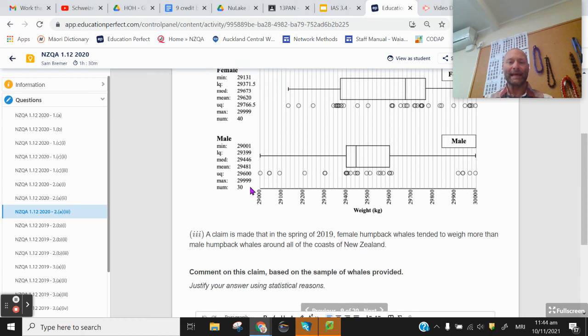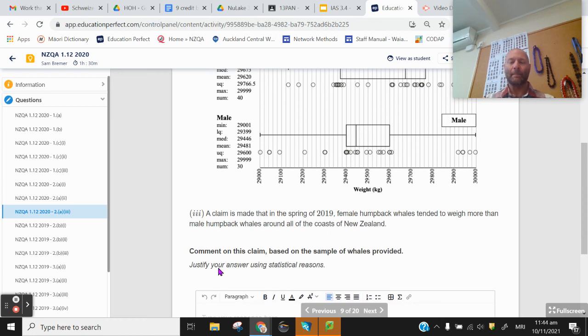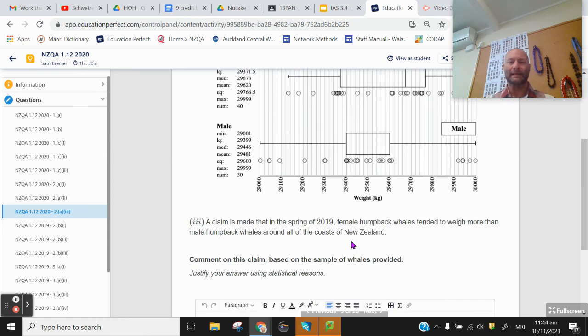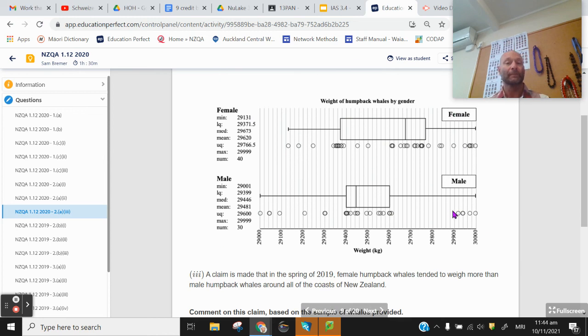Okay, next one, we've got the data again. Comment on this claim. The claim is made that in the spring of 2019, this data is from 2019, female humpback whales tended to weigh more than male humpback whales around the coast of New Zealand.